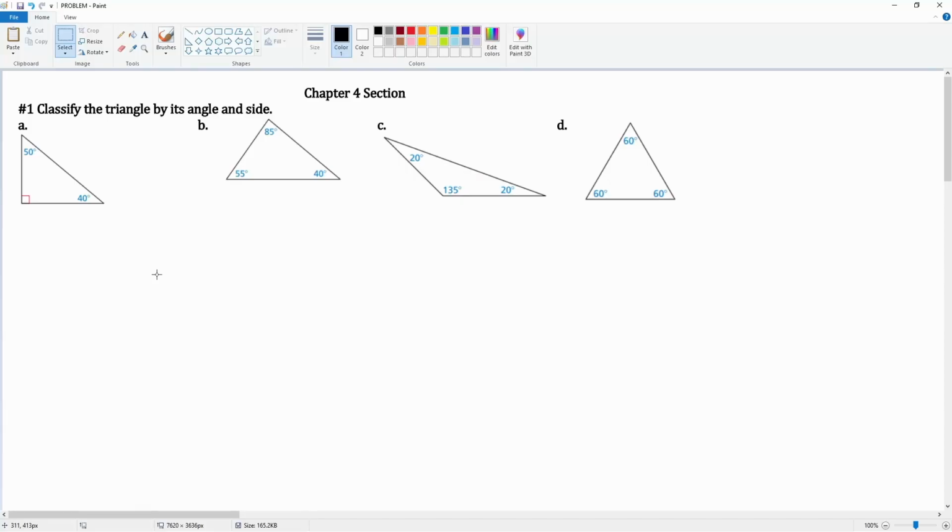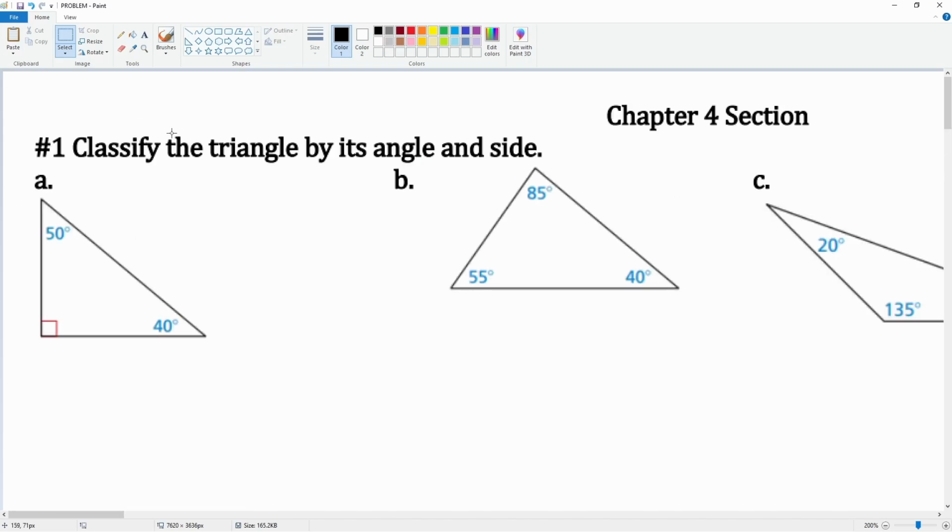Section 4, number 1, you're going to classify the triangles by its angle and then its side. Here, if we take a look, there is a 90-degree angle right here. So this automatically makes this a right triangle. Next, we want to look at its side, okay? So the fact that all the angles are different will make this a scalene. So this is a right scalene triangle.